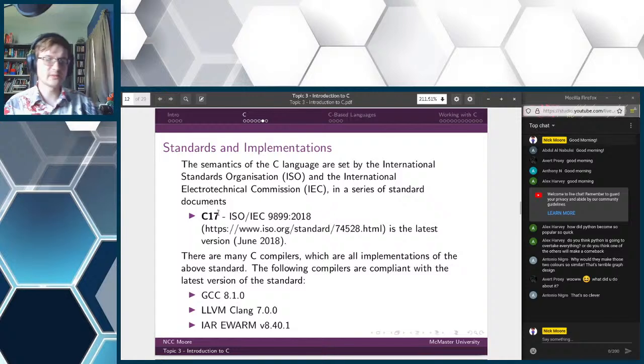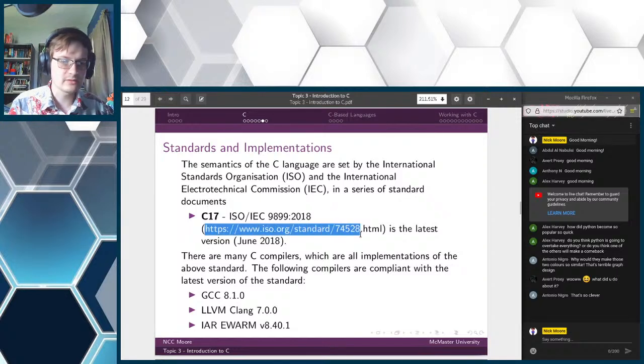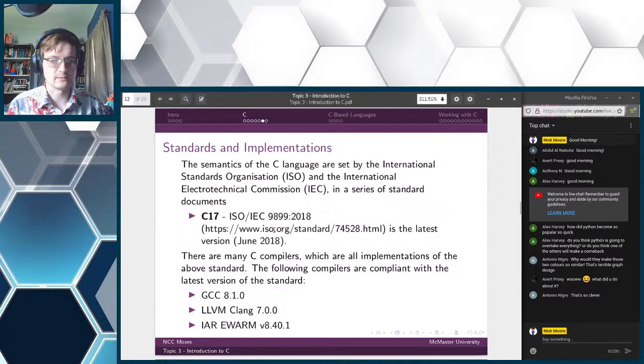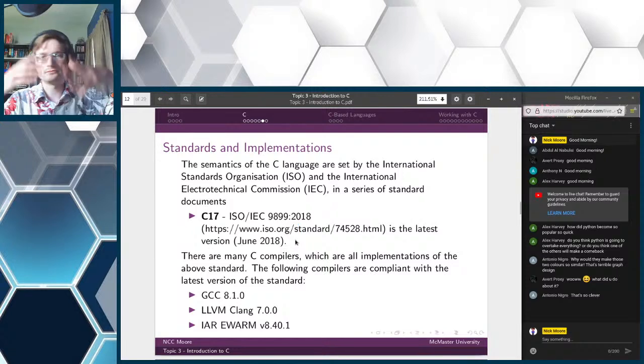Not going to read the number. If you want to look up the C standard, you can. This is the latest version. Although it was started in 2017, it was published in 2018.